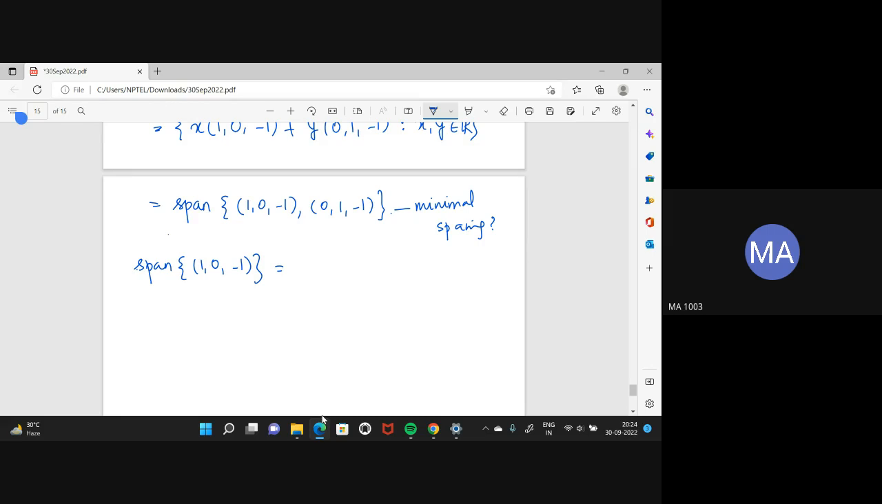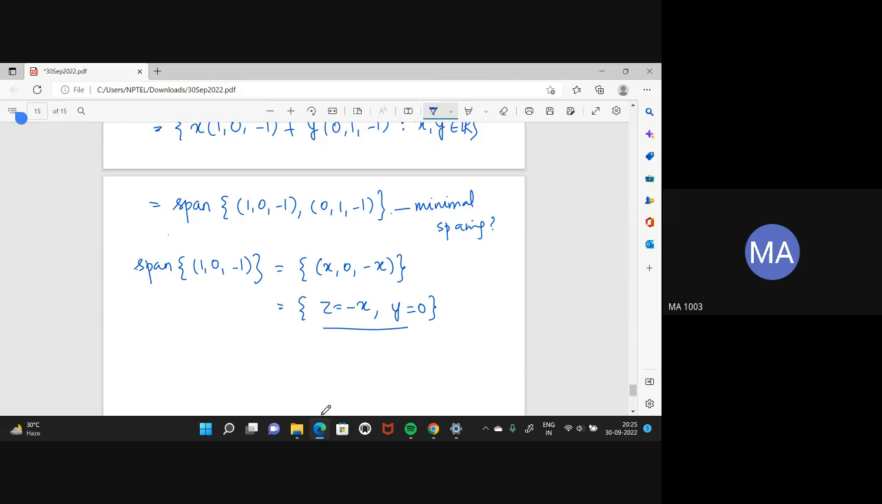What is the span of this? It is x times (1, 0, -1), so it is not the XZ plane. This is a line, right? This will be a line. And this is the subspace z is equal to minus x, y is equal to 0, right? Yes, ma'am.